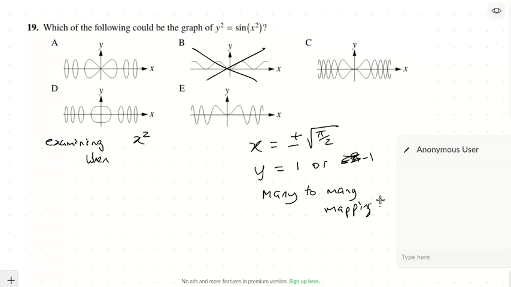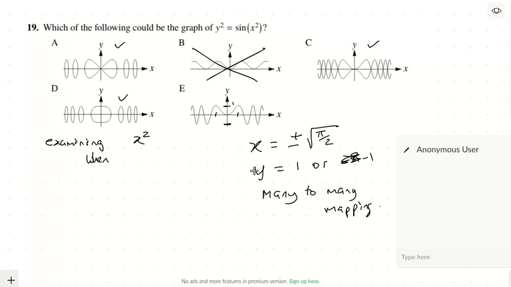And so what I can see straight away is that, when x is, and this is going to be the first time y is 1 or minus 1, this starts to make it look like maybe it's C, maybe it's A, maybe it's D, but it doesn't look like E to me, because when y should be 1, x could be positive or negative root pi over 2, but it doesn't give me anything for minus 1 there. That's what's telling me E can't be right.